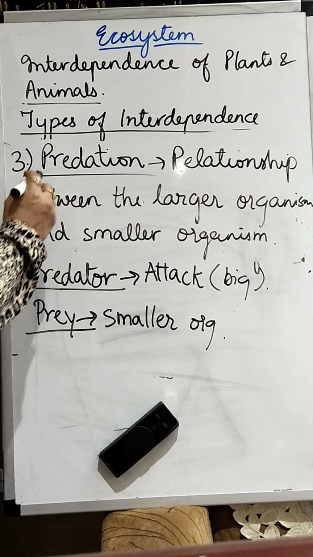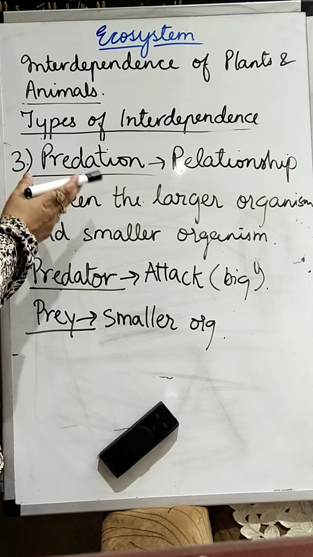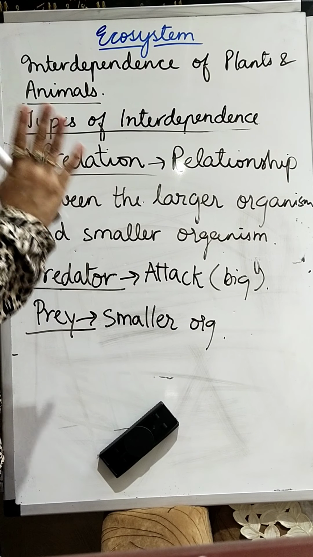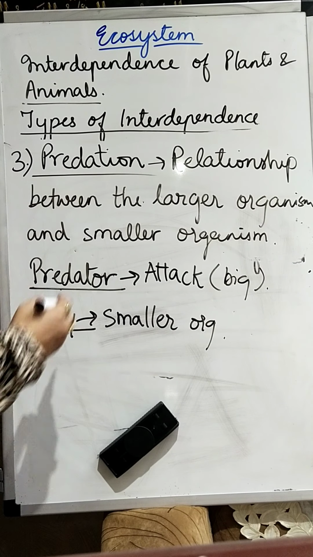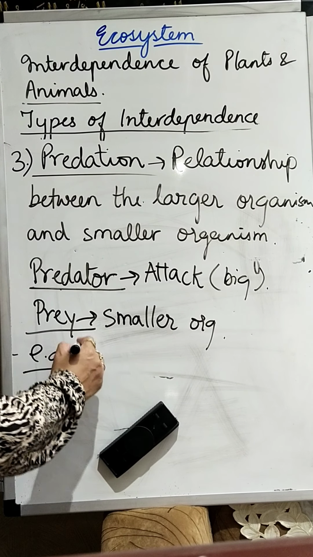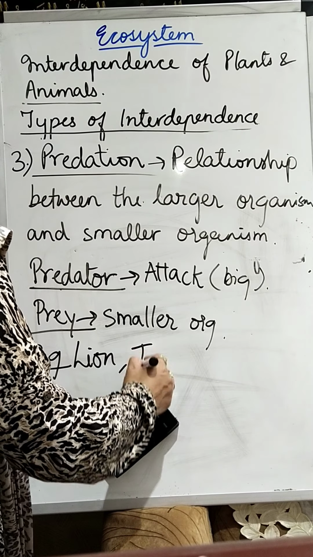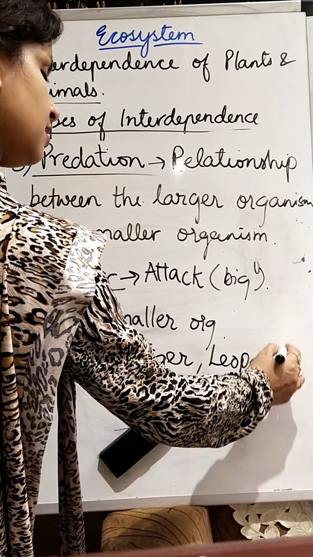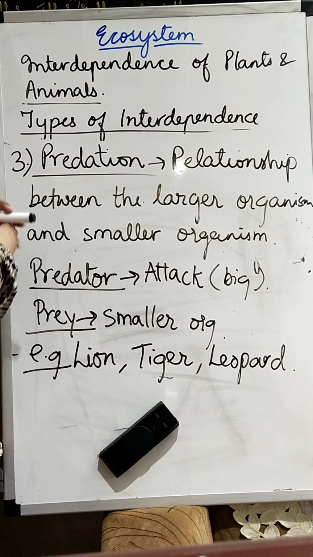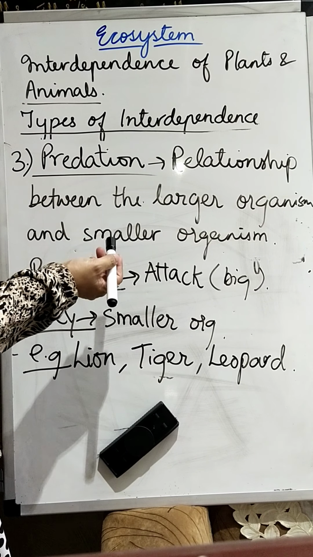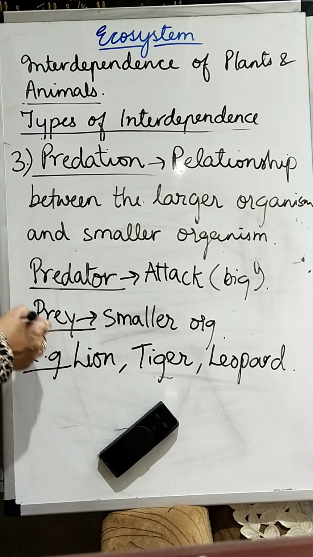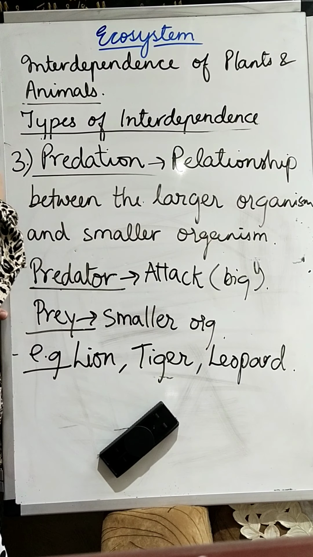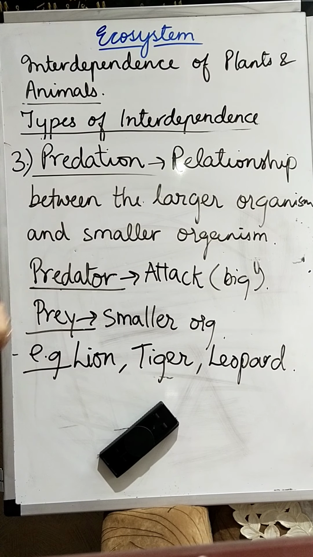The third we have seen is predation. It is also a kind of relationship, in which two organisms are involved, where the bigger or larger organisms, if we take the example of lion, tiger, leopard, these are the bigger animals, attack, kill and feed on the smaller ones, and the smaller ones are called prey, which are getting attacked by these predators. So this is all about the types of interdependence.